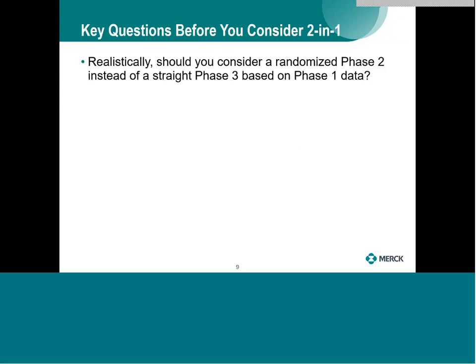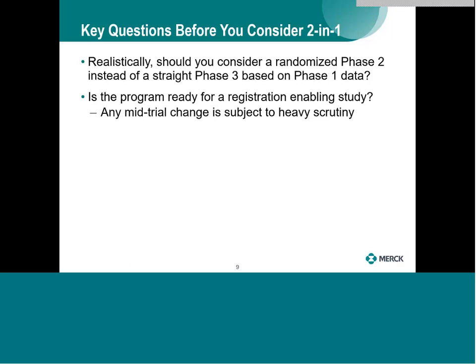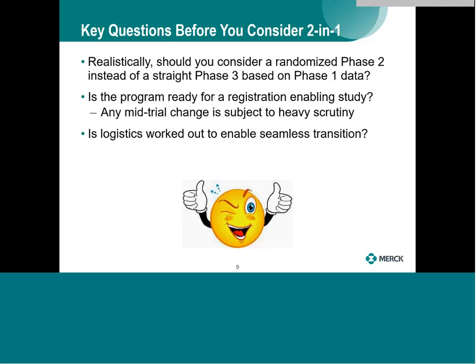And before you conduct a 2-in-1 design, you should ask yourselves a few questions. First of all, should you consider a randomized phase 2 instead of a straight phase 3 based on the promising phase 1 data? If the answer is yes, you may consider such an option. Secondly, is the whole program ready for a registration-enabling study? Because once you get on this track of a 2-in-1 seamless phase 2/3, it's hard to get off. And third but not least, can logistics be worked out to ensure a seamless transition? And if the answers to all of these are positive, you are at the door of considering such a design option to benefit and also to mitigate the risk of your phase 3 program.